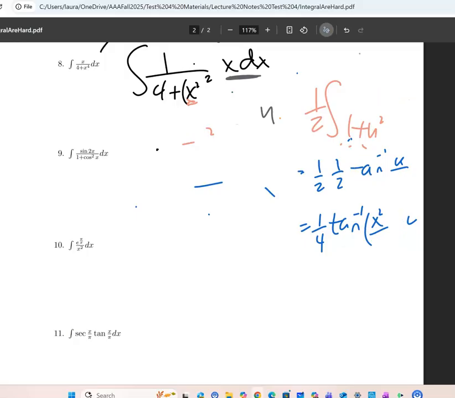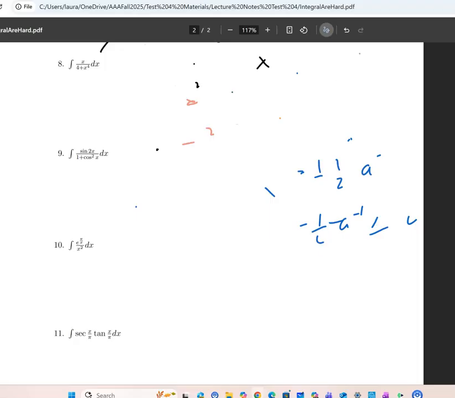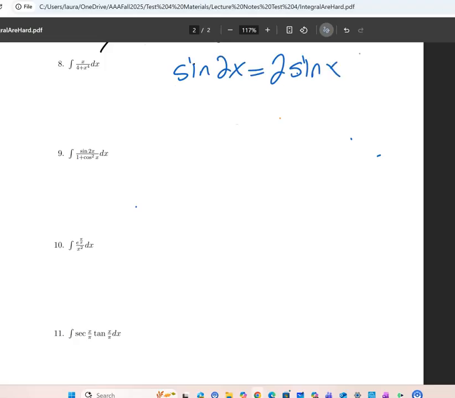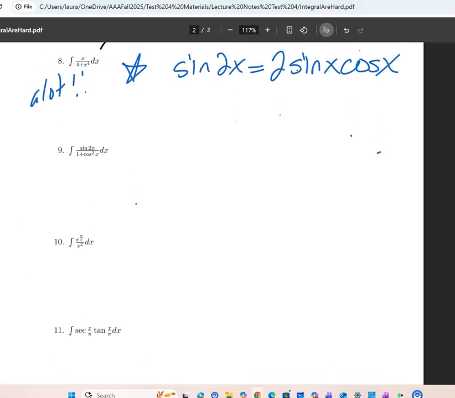There's another thing I need you to know, and I'll tell you up front that there's an identity, and I'll always tell you what identities you need to know. There's not that many. The identity is sine of 2x equals 2 times sine of x cosine of x. We are going to use this a lot, so make sure you memorize it. So let's think about this.